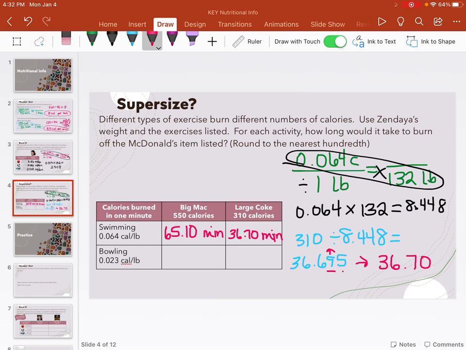Now I want to do the exact same thing for bowling. So step 1, find how many calories she burns per minute using the bowling numbers, and then figure out how long it's going to take her to burn off the Big Mac and the large Coke. Pause and go ahead and do that.